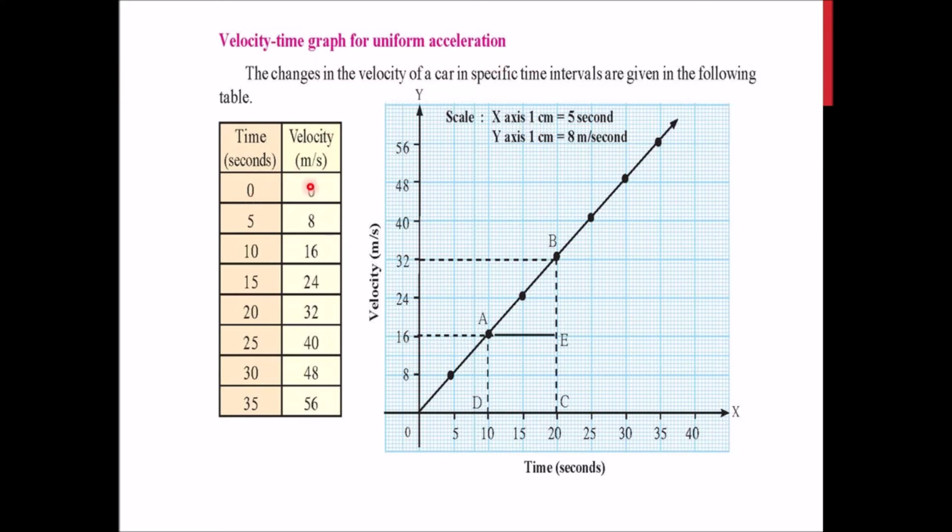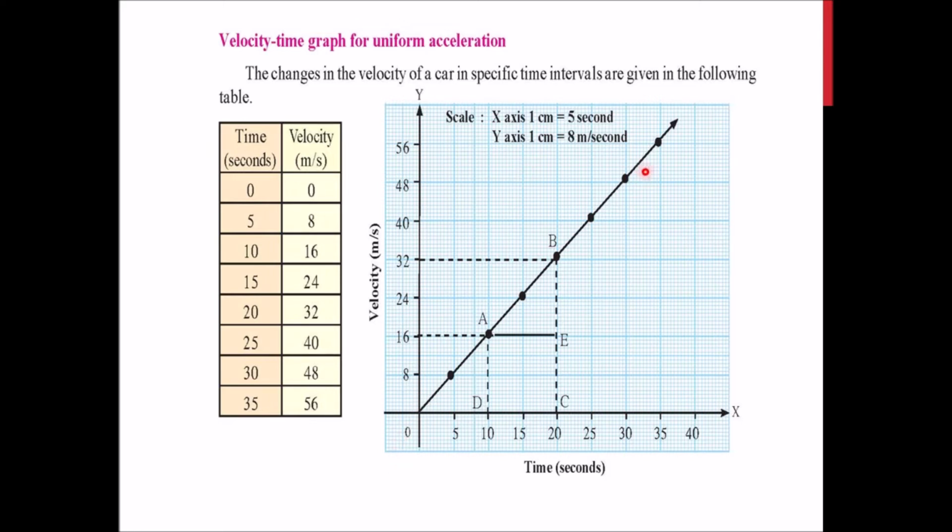Look carefully. For the acceleration we have to understand, this is velocity, and the change in velocity of a car in a specific time interval is given in the table. Look carefully at the table. The time will be 0, 5, 10, 15, 20, 25, 30 and 35. Velocity will be 0, 8, 16, 24. With these values you will be able to understand it is a very consistent linear graph.